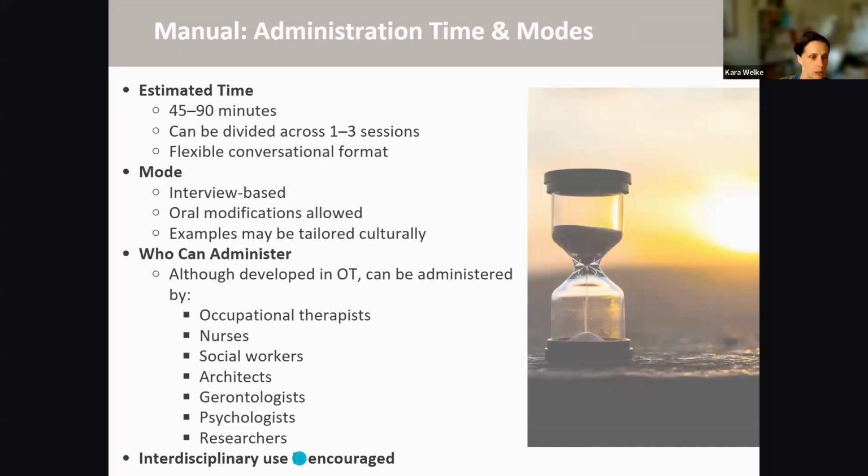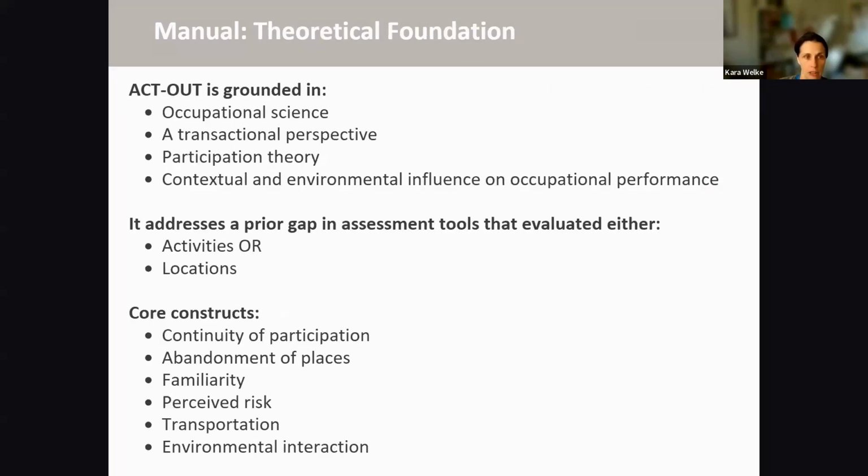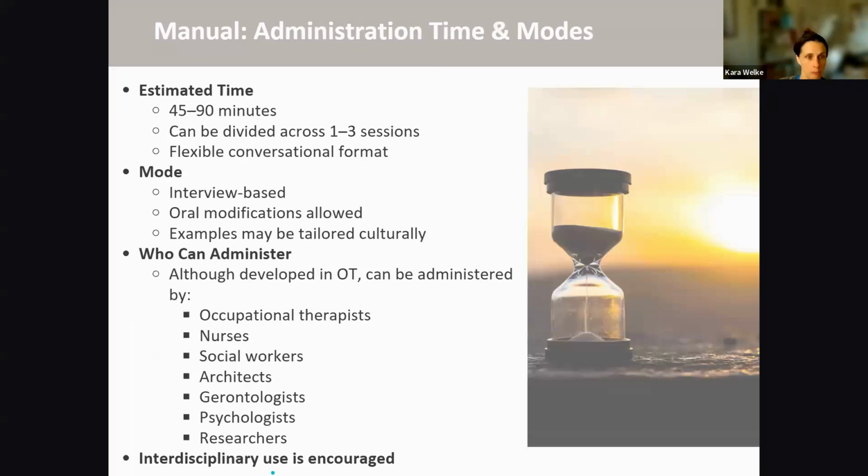The ACT-OUT is grounded in occupational science, transactional perspective, and participation theory. It addresses prior gaps of activities or locations people used to go to. It looks at places that maybe they used to go, but now they don't go, so the abandonment of places. It looks at what risks people feel, and we'll dig into these when we're looking at the manual.